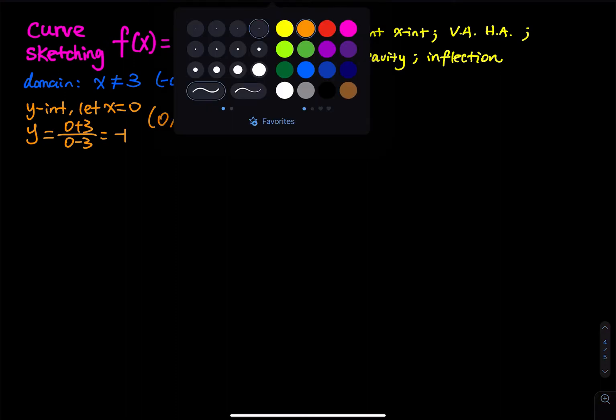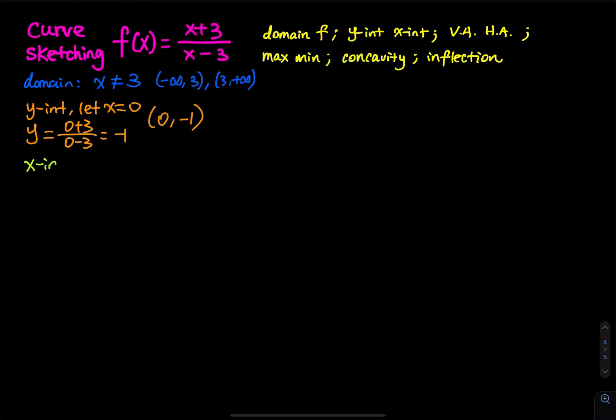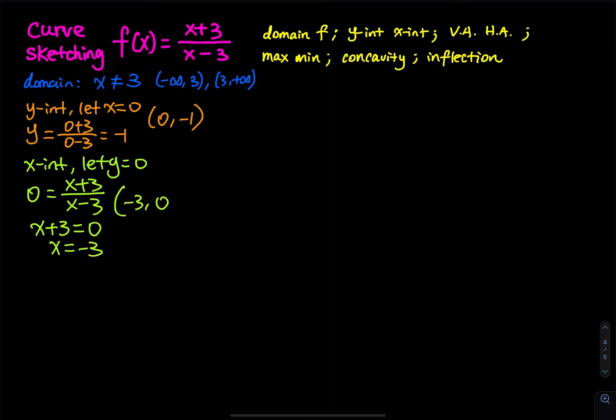And then the next step, x-intercept. This time you let y equal 0. So you have 0 equals x plus 3 divided by x minus 3. When you have a top divided by bottom equals 0, first of all, the bottom cannot be equal to 0, right? So the only chance that you will get a 0 is the top equals 0. So x equals negative 3. Therefore, negative 3 comma 0 is your x-intercept.